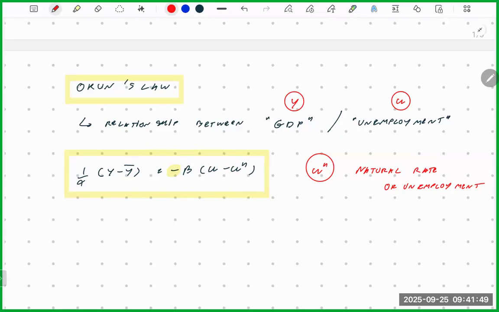Y bar is like the full employment level. So you're going to know whether unemployment U is too high or too low by comparing it with UN. UN is like the lowest unemployment in the economy. In the real world, it's impossible to make unemployment zero because someone volunteers to be unemployed. Someone is just lazy, they don't want to work, they just stay at home. So it's impossible to make everyone work.